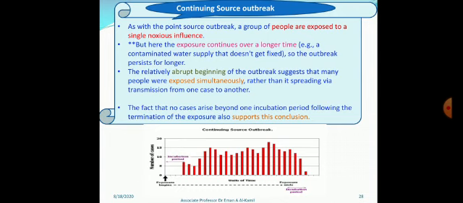If you look at the spaces between the different numbers of cases, it is not a long period of time. So the spaces between these bars do not reflect the incubation period; that means there is no person-to-person infection, but it is because of the continuation of the exposure. The fact that no cases arise beyond one incubation period following the termination of the exposure also supports the conclusion.